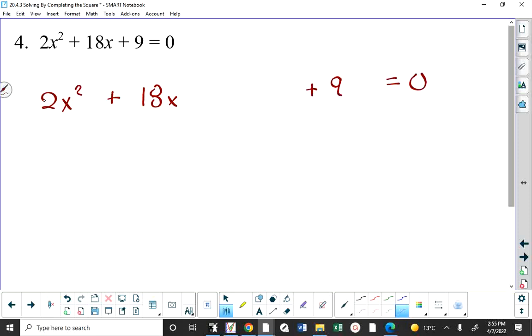can I add a number right now to make this a perfect square trinomial? What do we have to do first? Shannon, do you remember? Right, and we're only factoring the 2 out of the 2 terms that have x's. We want to make sure that we have 1x squared. Then we can worry about adding our number.